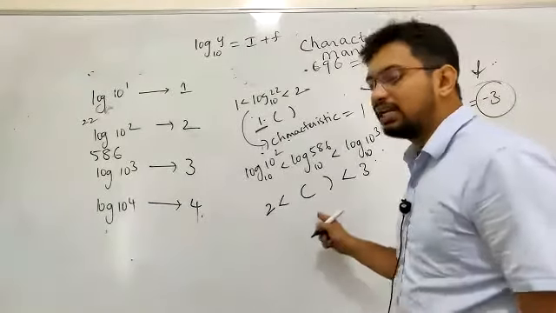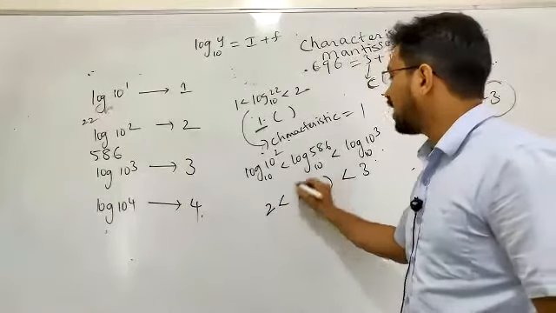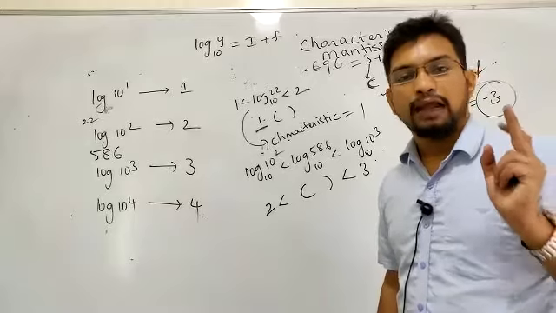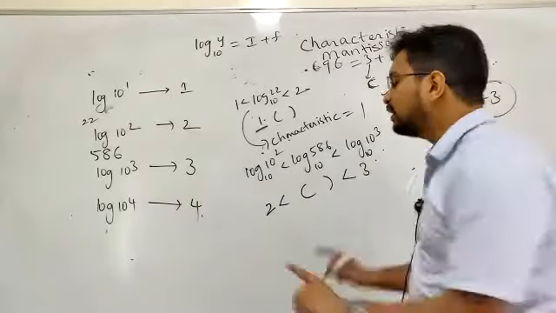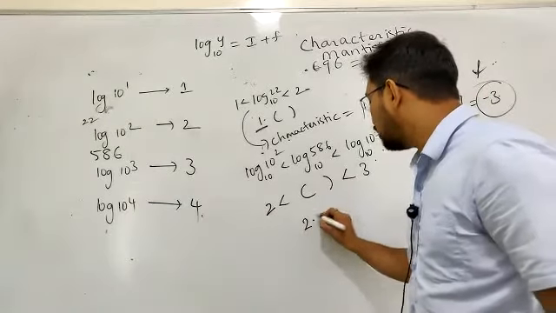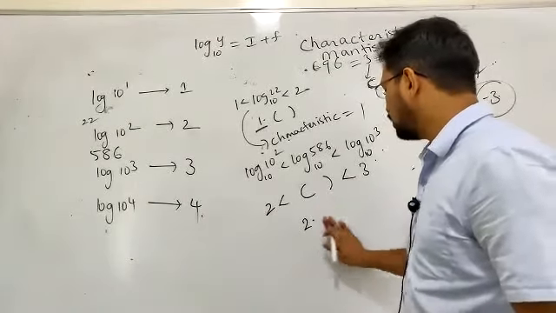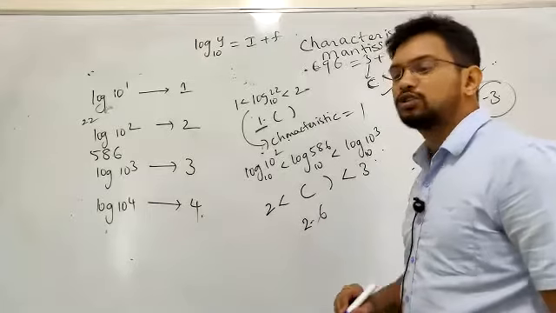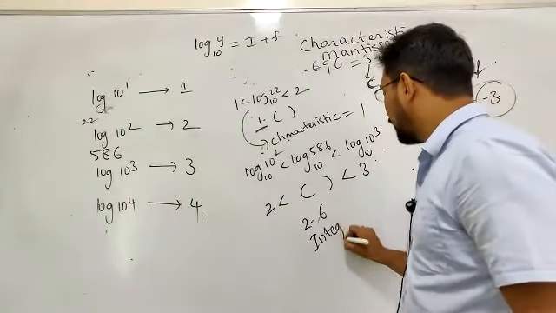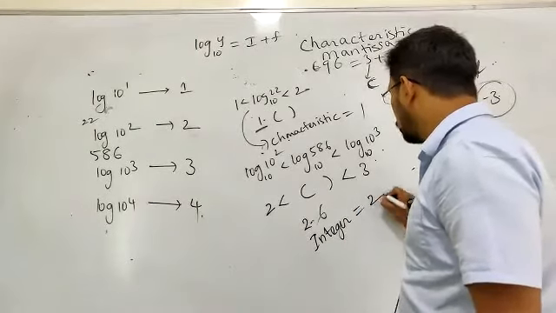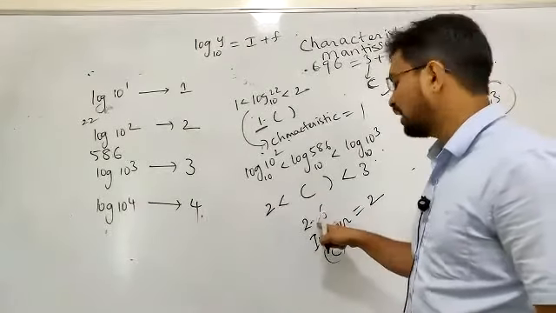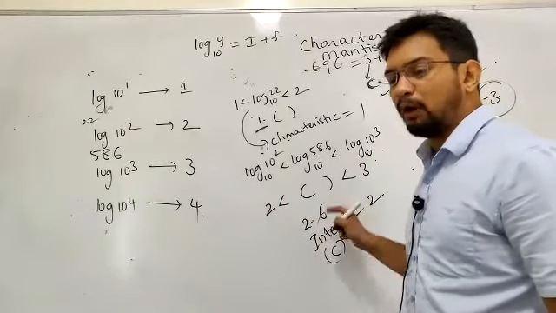Now what will be the integer part? The value of log of 586 to the base 10 is lying between 2 and 3. So it means that this value will be 2 point something. Let's say 2 point 6, so the value is 2.6. What is the integer part now? The integer part is 2, that is, the characteristic is 2, because the integer part is 2 and the fractional part will be 0.6 here.